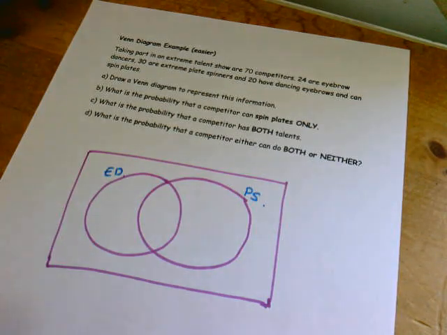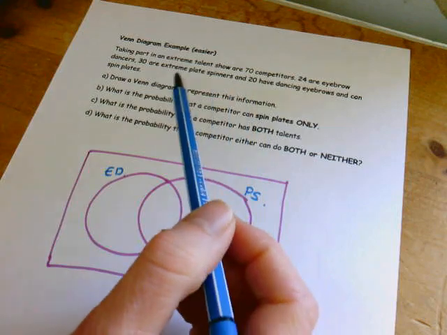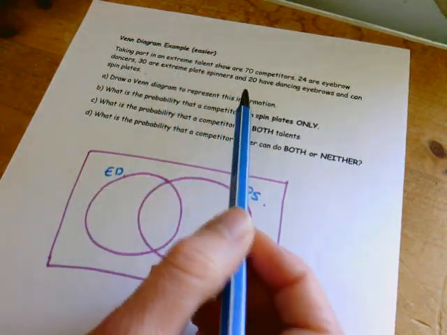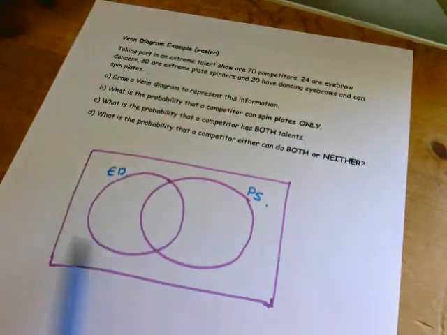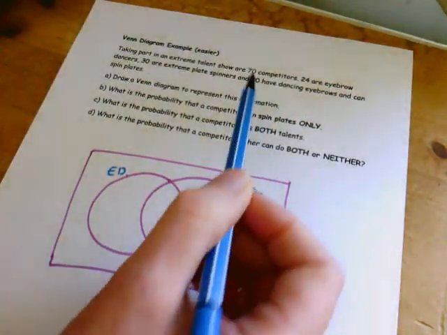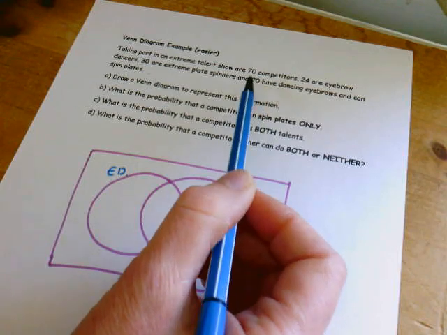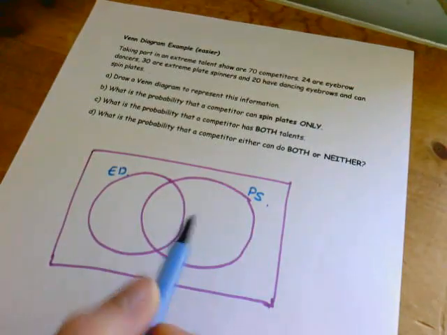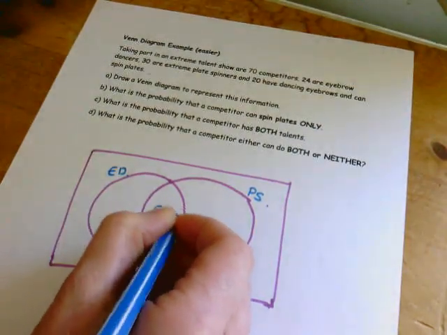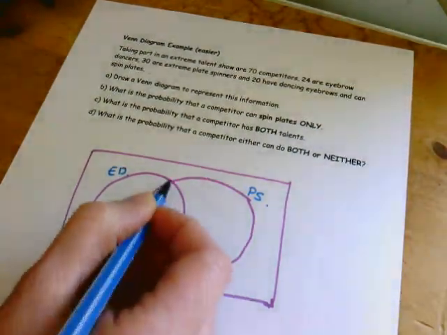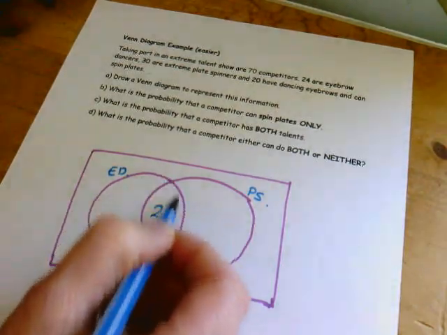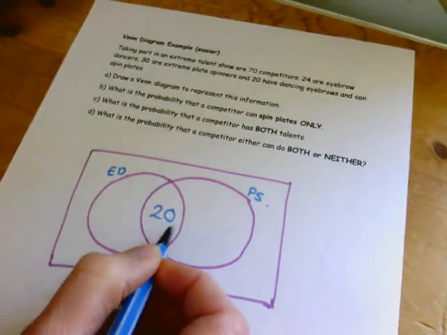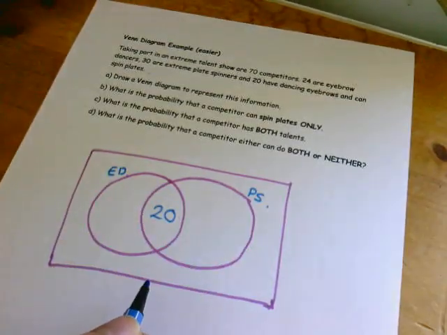Okay, so with a Venn diagram, it's usually best to start from the end of the question. So you start from the inside and work your way out. Okay, so we know that we've got 20 of our 70 competitors who have dancing eyebrows and can spin plates. So they're going to go in the intersection. This section here overlaps both circles. So we put our 20 people who can do both in this overlap here, in this intersection.